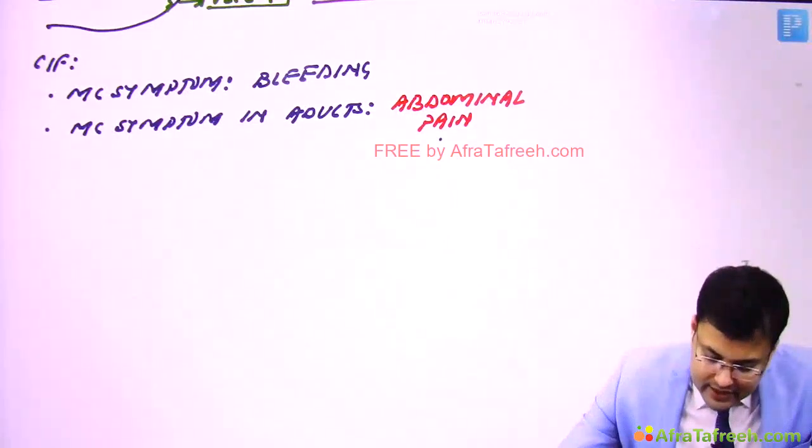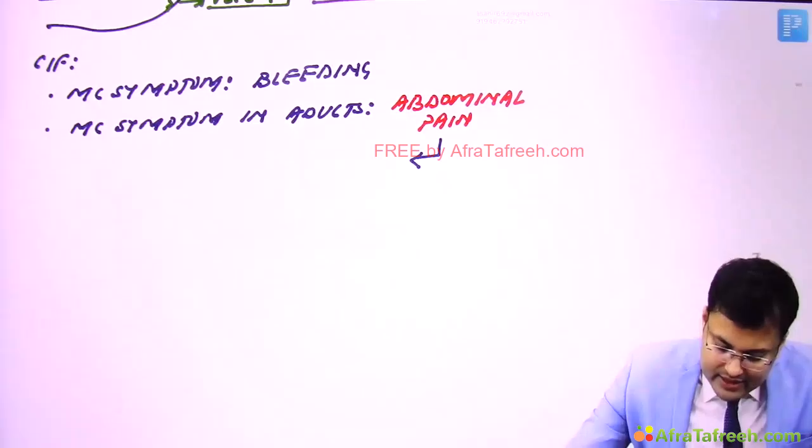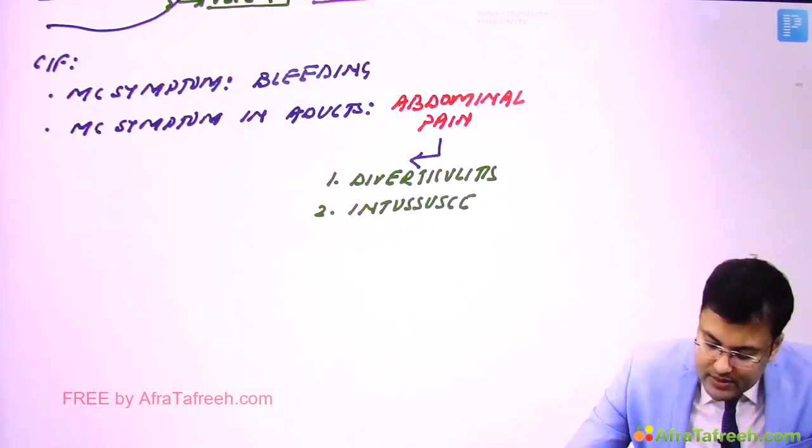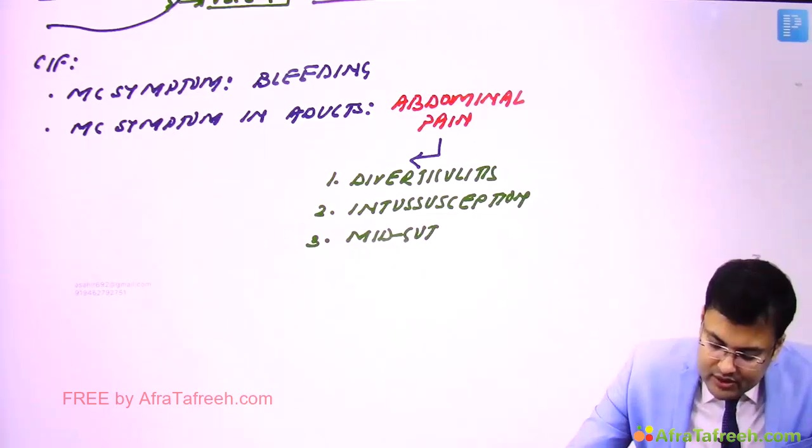What are the causes of abdominal pain? It can be caused by diverticulitis. It can be caused by intussusception, and it can be caused by midgut volvulus. These are the causes of abdominal pain.